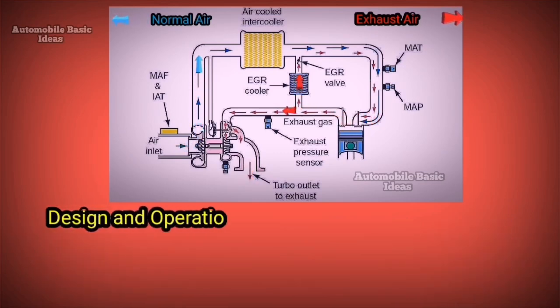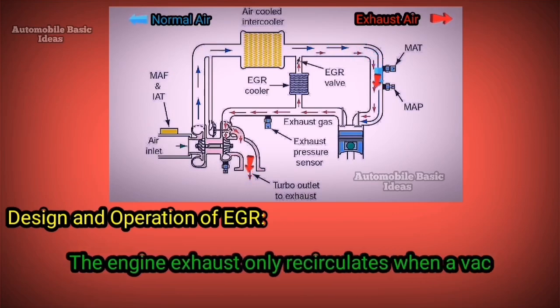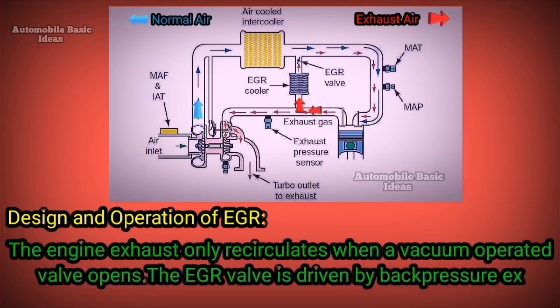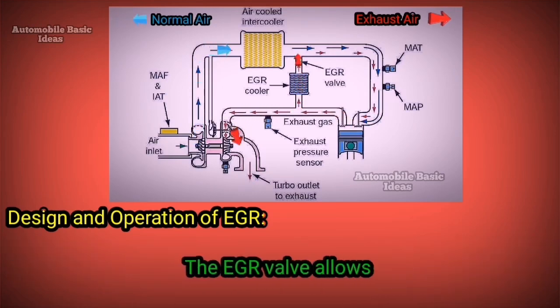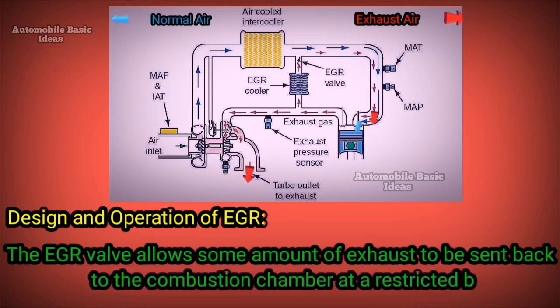Design and operation of EGR. The engine exhaust only recirculates when a vacuum-operated valve opens. The EGR valve is driven by back pressure exhaust. EGR valve allows some amount of exhaust to be sent back to the combustion chamber at a restricted back pressure range.